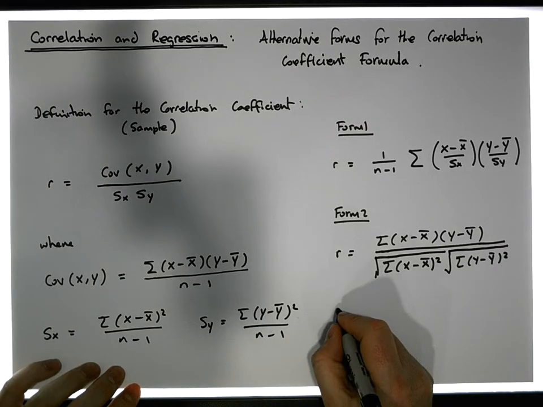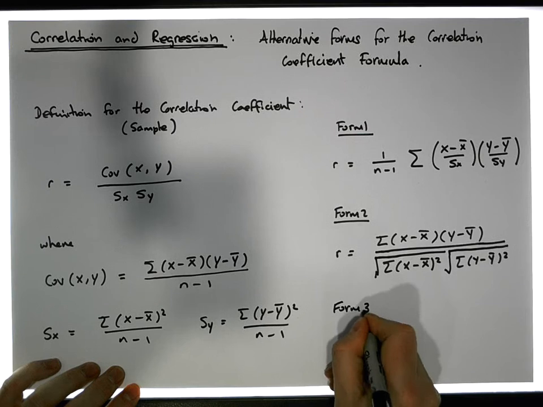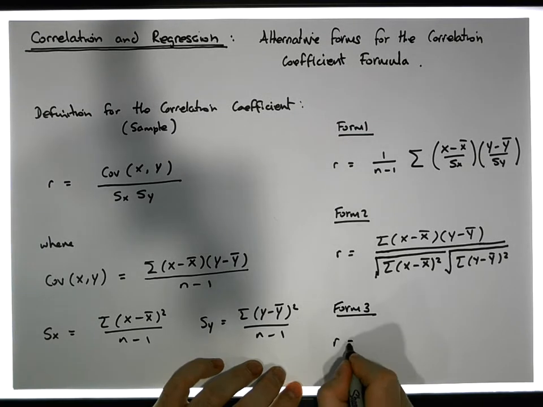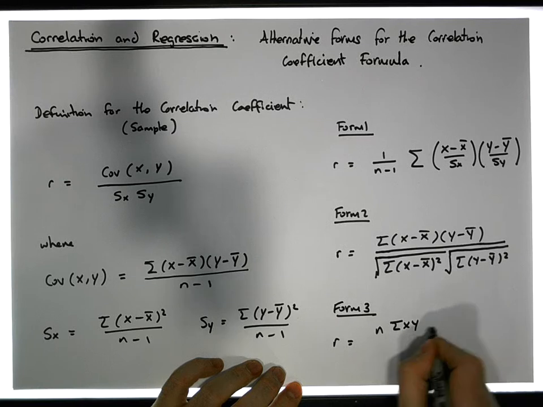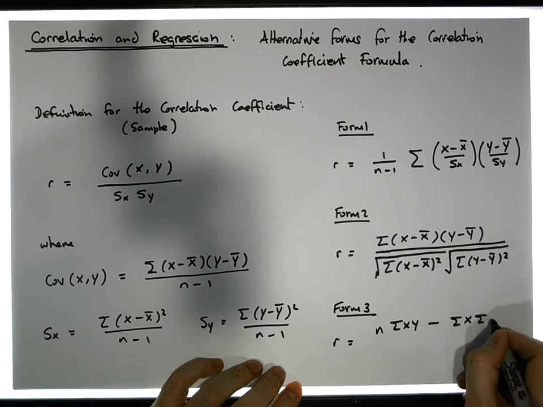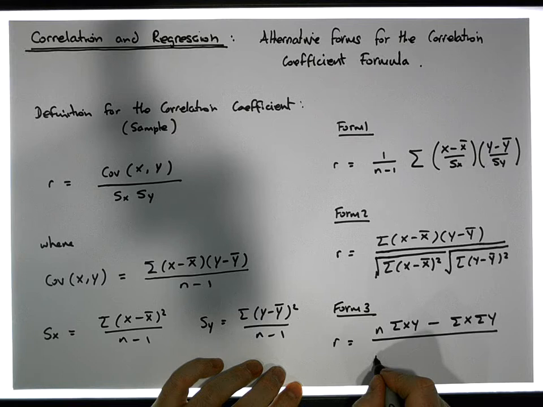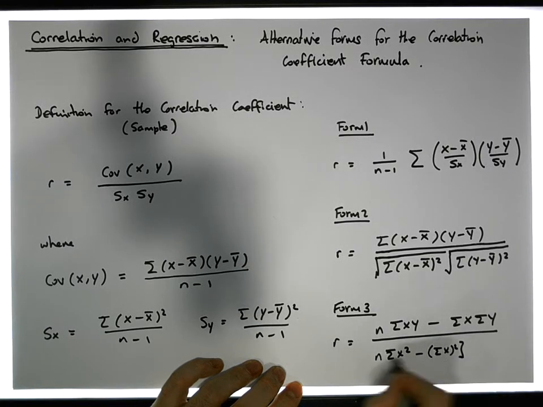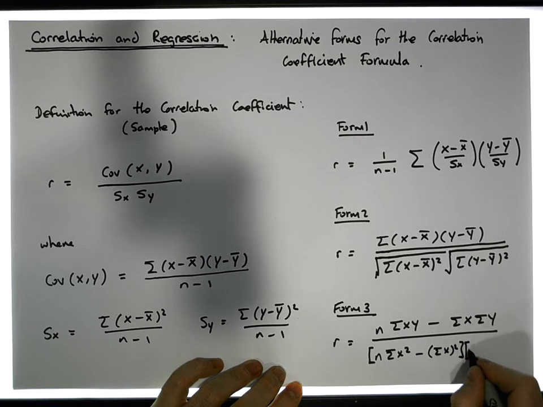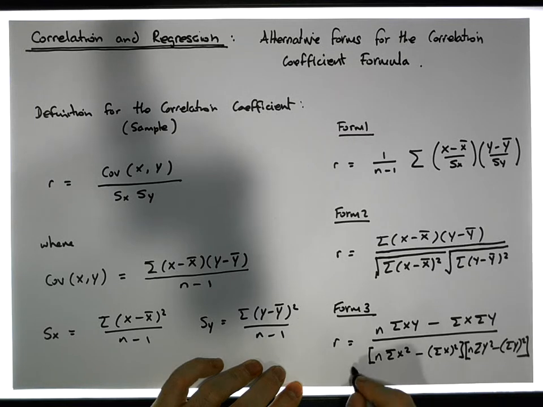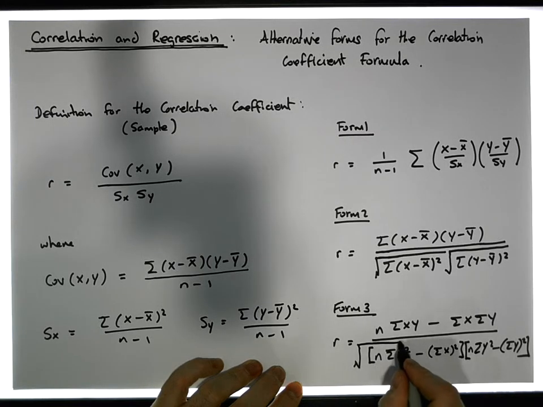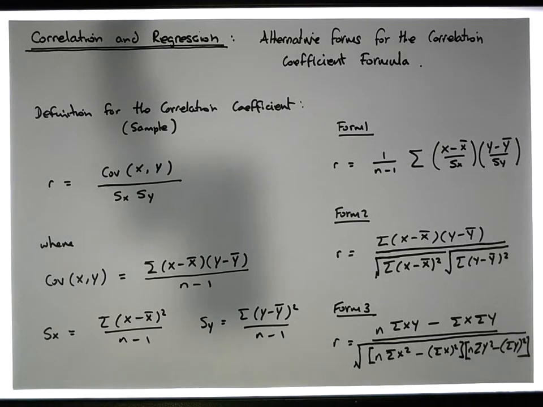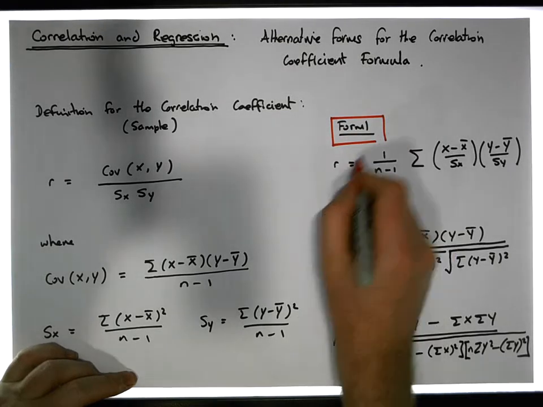And then finally form 3, which is the version I actually like when it comes to calculations. r is equal to n times sigma xy minus sigma x times sigma y, divided by the square root of n times sigma x squared minus (sigma x) all squared, times n times sigma y squared minus (sigma y) all squared, or the individual square root of each of the factors, depending on which way you want to look at this. So we've got three forms of this particular equation.